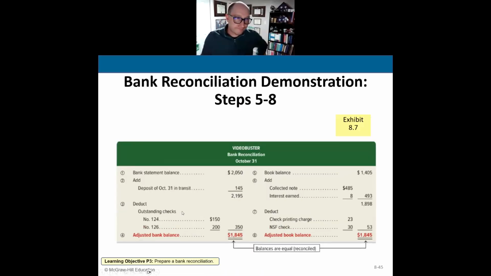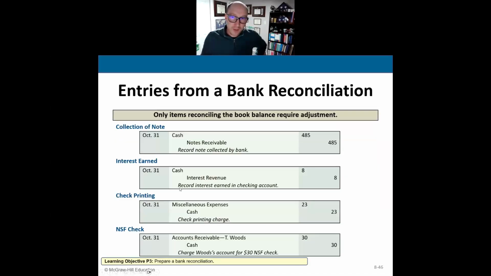Very, very straightforward. And then these are the type of adjusting entries that we would make along the way for things like the collection of interest, etc. Very, very simple.